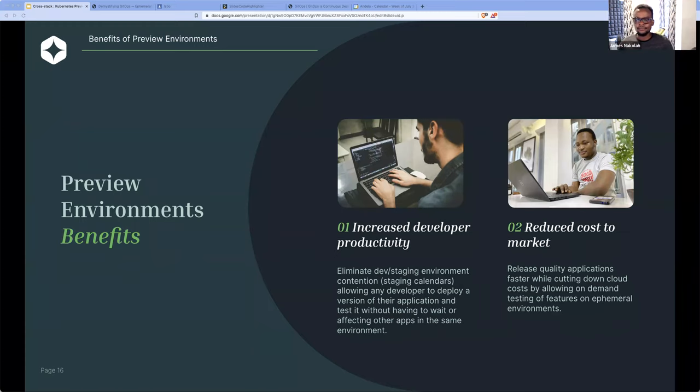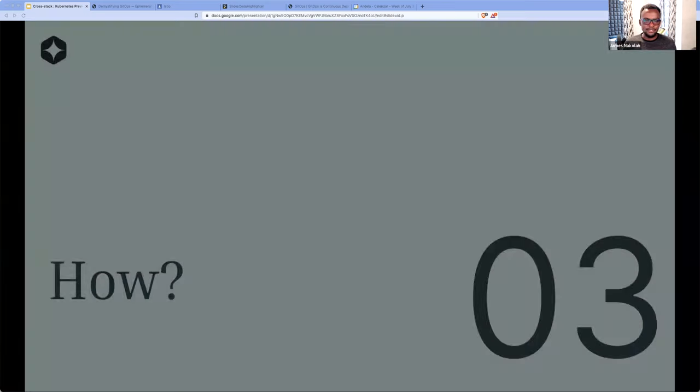And with this, of course, the compound effect is we have a reduced cost to market, cost in terms of time, and also cost in terms of quality, because we can test more rapidly, we can test more confidently, and also cost in terms of developer time. Engineering time is also expensive. Yeah, so that has been a mouthful.